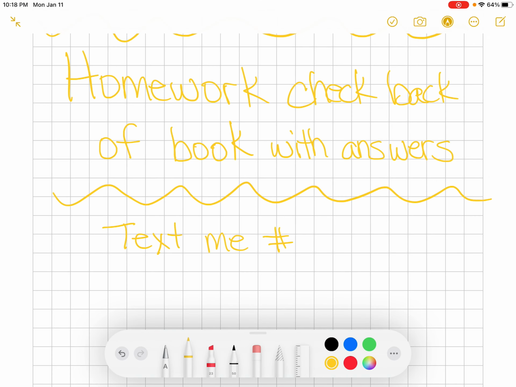And tomorrow, I think instead of doing a lesson, we're going to do a worksheet over this. So make sure that you check your answers so that you know that you're doing it right before the worksheet comes tomorrow.